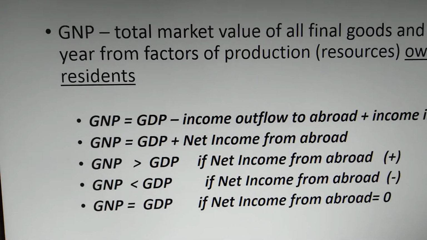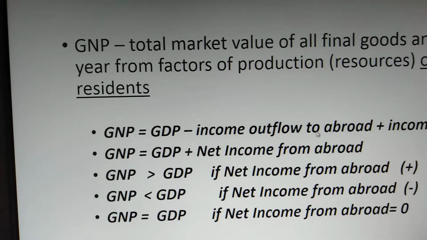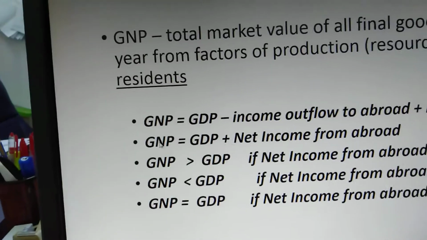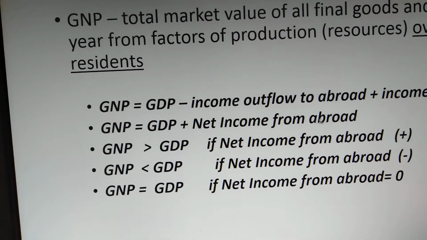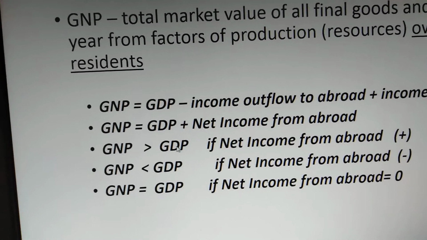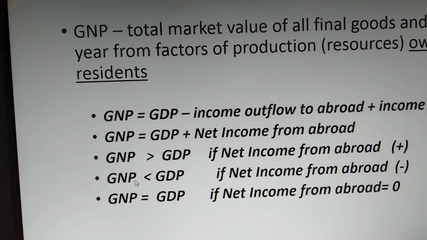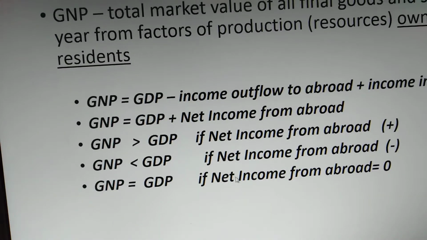So how can we find GNP from GDP? You will find that GNP equals GDP minus income outflow to abroad plus income inflow from abroad. Or we can say GNP equals GDP plus net income from abroad. So GNP could be greater than GDP if net income is positive, or GNP less than GDP if net income is negative, while GNP equals GDP when net income from abroad is 0.